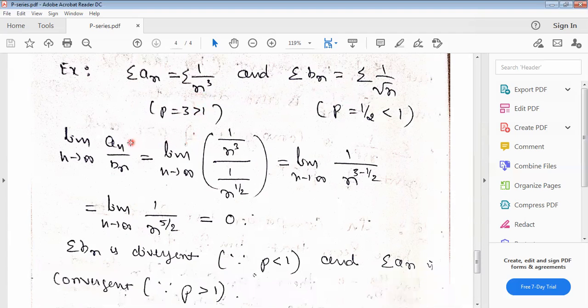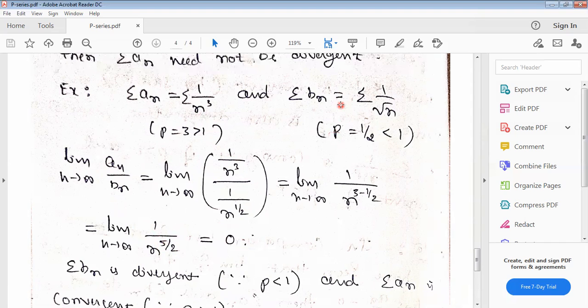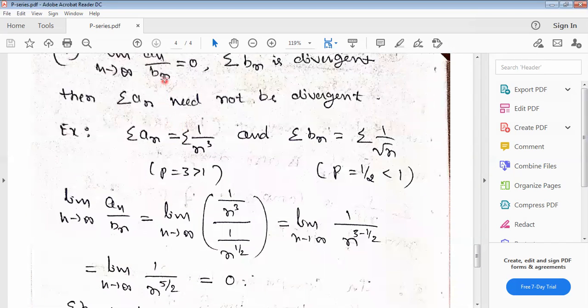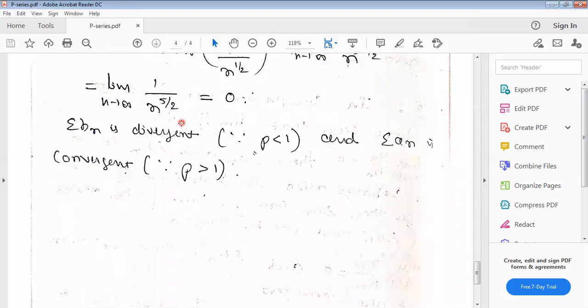But you see here, limit of an by bn is 0. Limit an by bn is nothing but limit, an is 1 by n cube, bn is 1 by n power 1 by 2. By simplifying, we get 1 by n power 5 by 2. Applying limit to this as n goes to infinity, we get 0. But we have seen that sigma bn is divergent, sigma an is convergent. So if limit an by bn is equal to 0, then sigma bn is divergent doesn't imply sigma an is also divergent. It is not necessary.